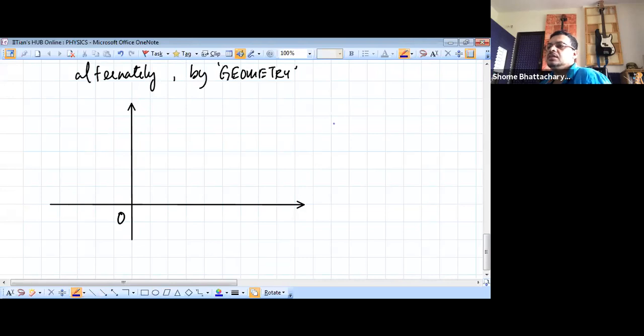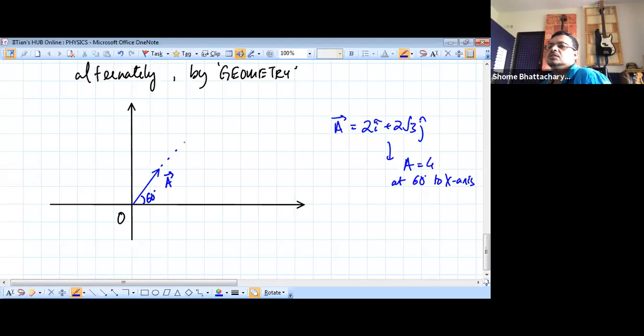You see that your vector A was given as 2 i cap plus 2 root 3 j cap. So this is a vector of magnitude 4 at 60 degrees to the x-axis in the xy plane. So this vector will look something like this. This angle is the important one. Along the direction, it is making 60 degrees to the x-axis.